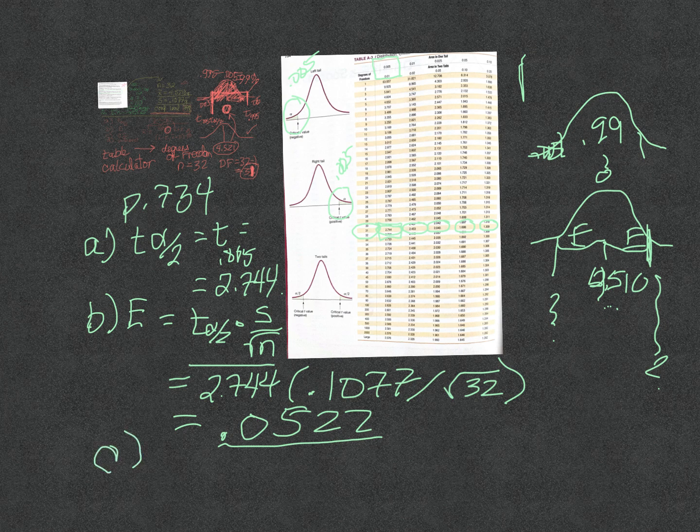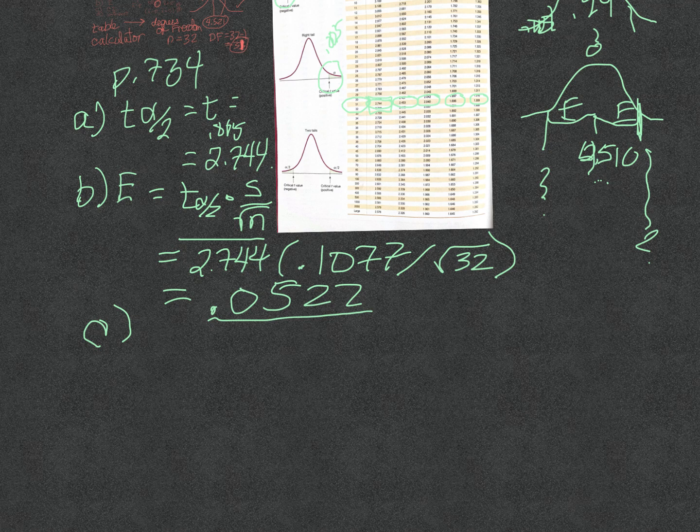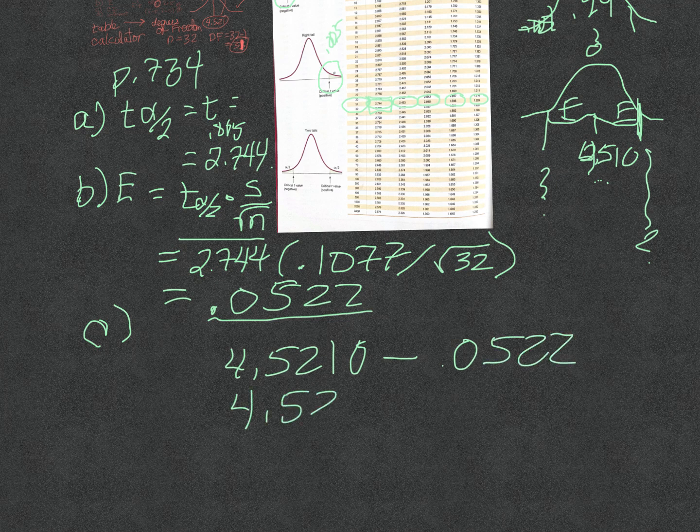So now I can do part C, which is calculate the confidence interval. So I can take 4.5210 and subtract 0.0522, and take 4.5210 and add 0.0522, since that's the error. And the formula for this is x bar plus or minus the error. And so that's what I'm doing there. So I do that on a calculator.